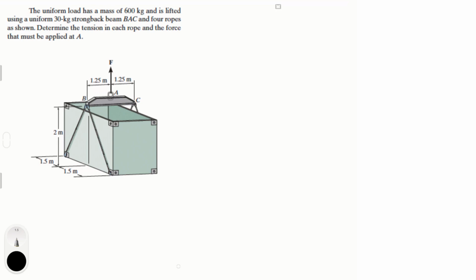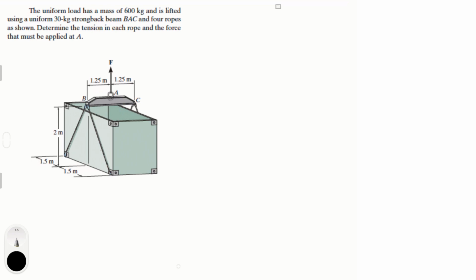All right, guys, let's do this problem that says the uniform load has a mass of 600 kilograms and is lifted using a uniform 30 kilogram strongback beam, BAC, and four ropes as shown. Determine the tension in each rope and the force that must be applied at A.